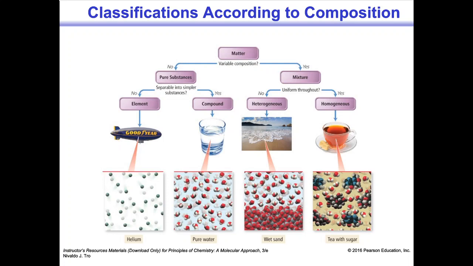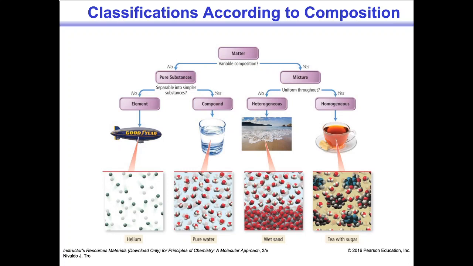If it's not the way you find it on the periodic table, for instance water, even though it's made up of only hydrogen and oxygen, all water is made up of hydrogen and oxygen, so it's the same molecule over and over, but I could break it down into smaller substances, so that's going to be a compound.